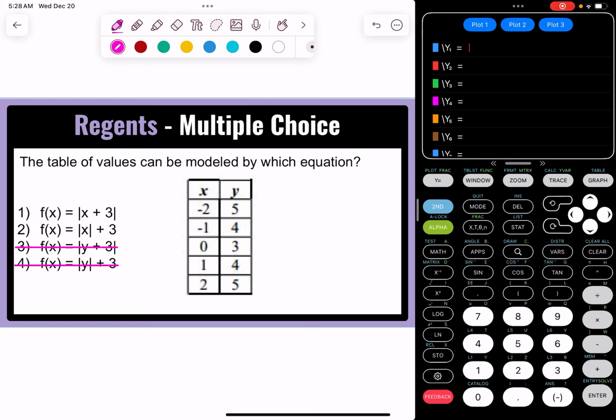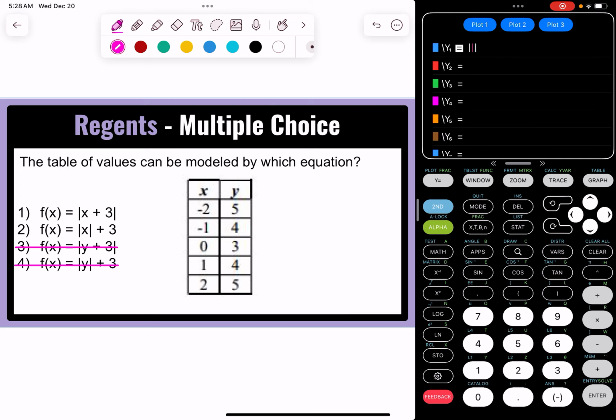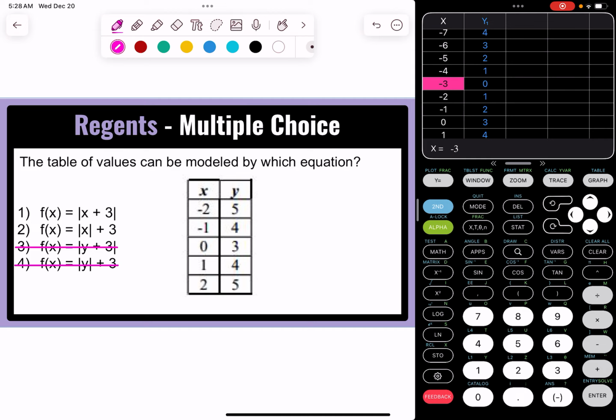Okay, let's look at answer choice 1. The absolute value of x plus 3, and let's look at the table. I'm going to go up to negative 2. Up, that's not it, because it's not negative 2, 1, so it can't be choice 1.